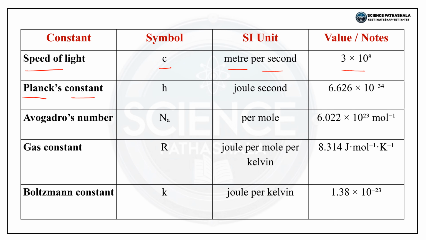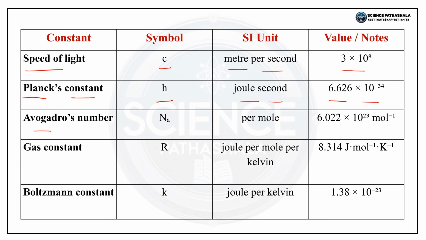The next is Planck's constant. Planck's constant relates the energy of a photon to its frequency, forming the basis of the quantum theory. It is represented by the symbol small h. The SI unit is joule second, and the value is 6.626 into 10 raised to minus 34.